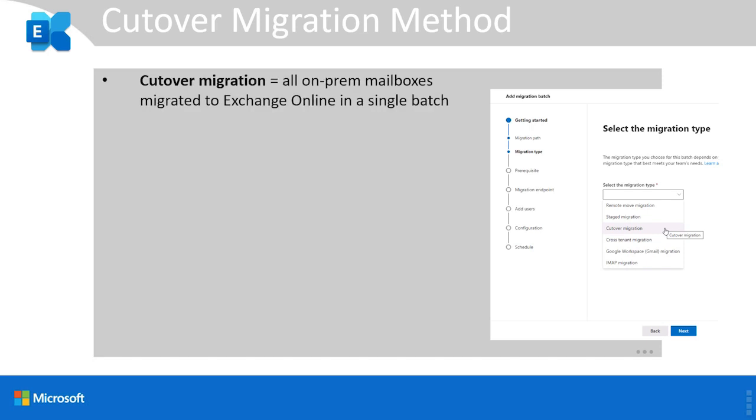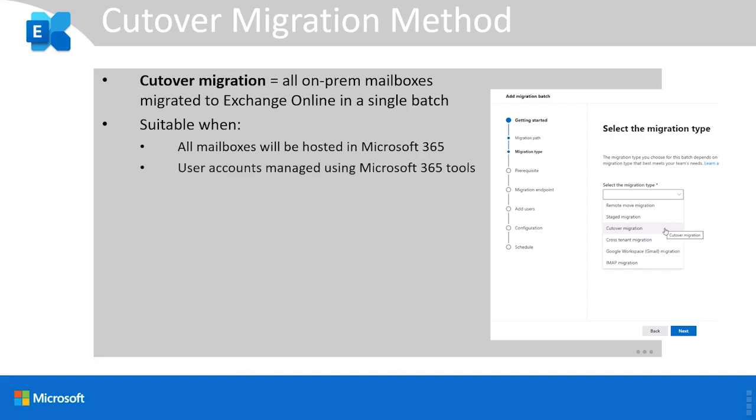In a cutover migration, all on-prem mailboxes are migrated to Exchange Online in a single batch. This type of migration is suitable when all mailboxes will be hosted in Microsoft 365. User accounts will be managed using Microsoft 365 tools. The migration should be performed in less than 1 week. The organization has fewer than 2,000 mailboxes.